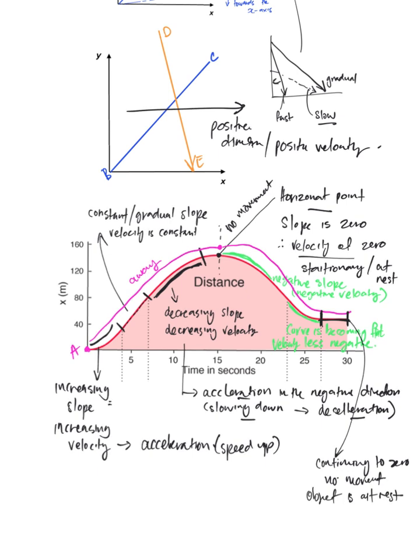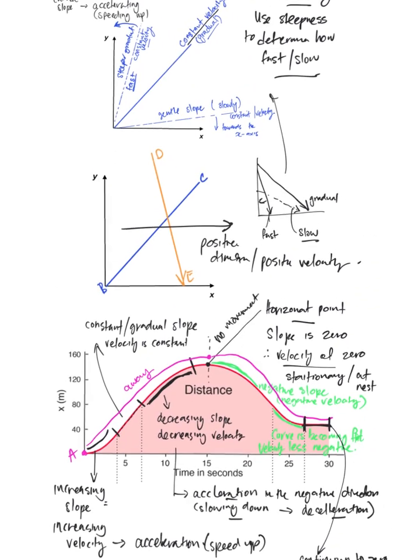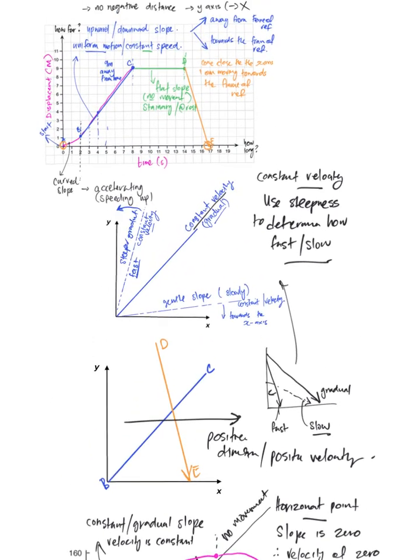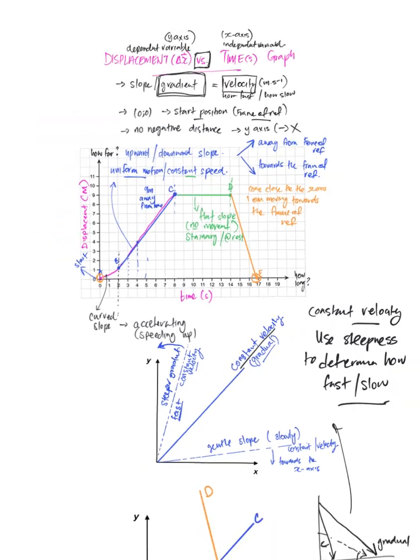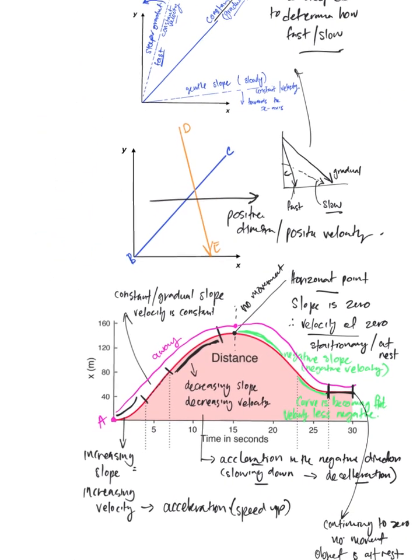So when I have these types of graphs, it's useful to understand that either the graph is going to look like this graph at the top, or the graph is going to look like this graph at the bottom.